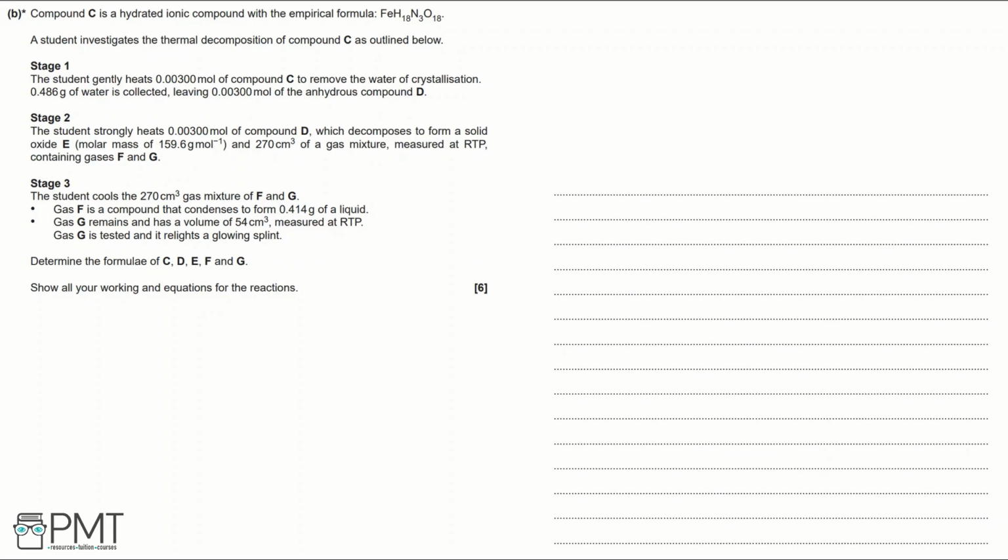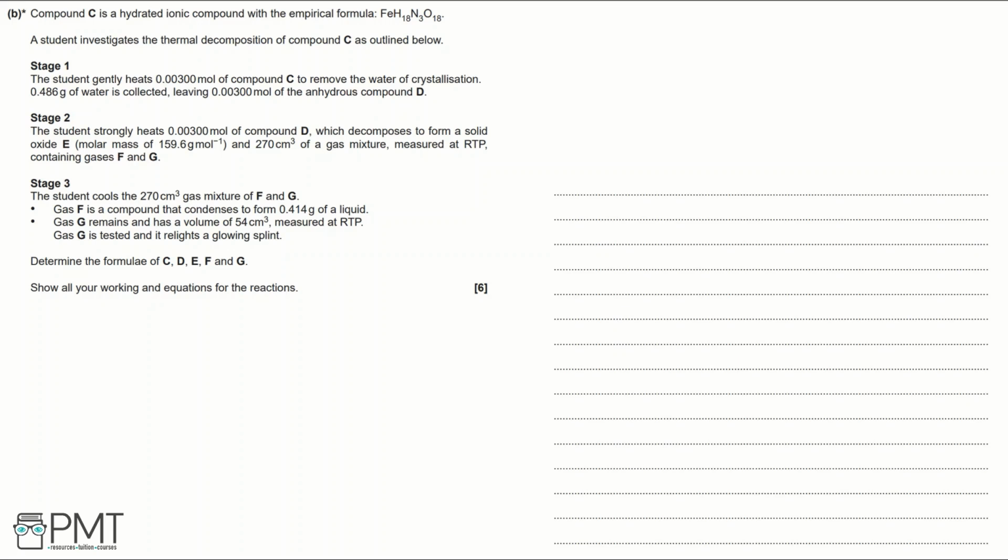Part B. Compound C is a hydrated ionic compound with the empirical formula FeH18N3O18. A student investigates the thermal decomposition of compound C as outlined below. Stage 1. The student gently heats 0.003 moles of compound C to remove the water of crystallization.